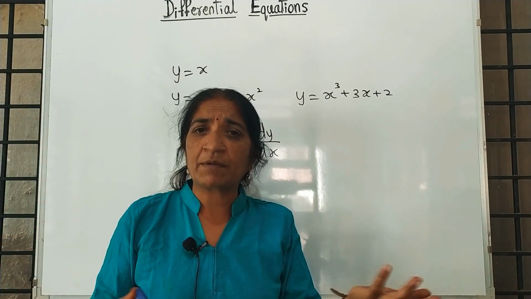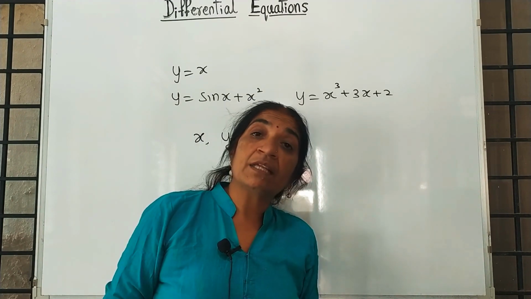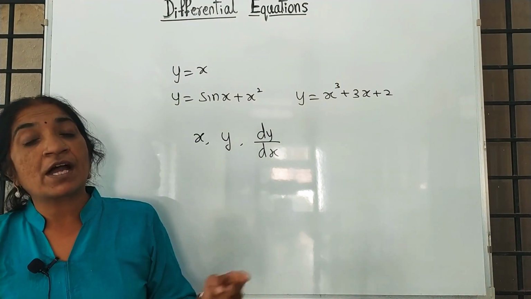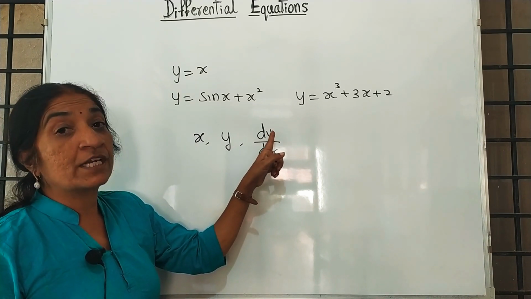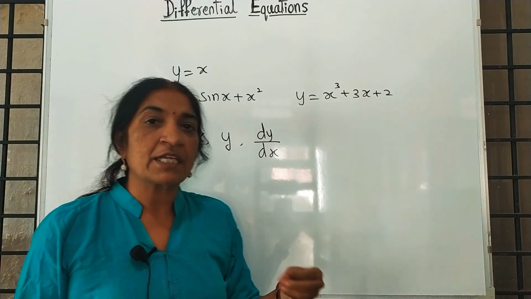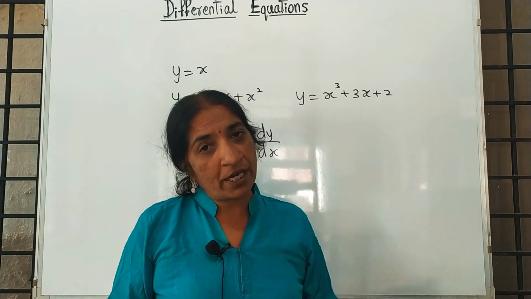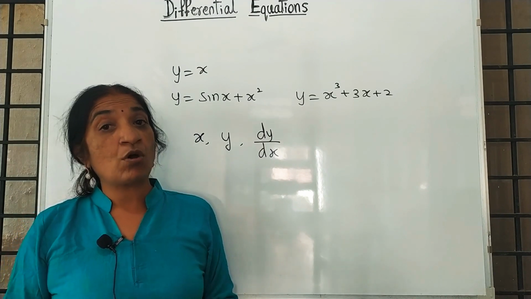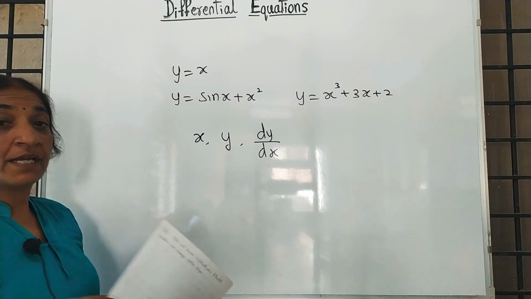You select any value for x. x is selected by you, but y is depending on x. So x is called an independent variable, y is called a dependent variable. And see, it is a derivative of dependent variable with respect to independent variable. That means the equation contains x, y and derivatives, that is, dependent variable, independent variable and the derivative of dependent variable with respect to independent variable.